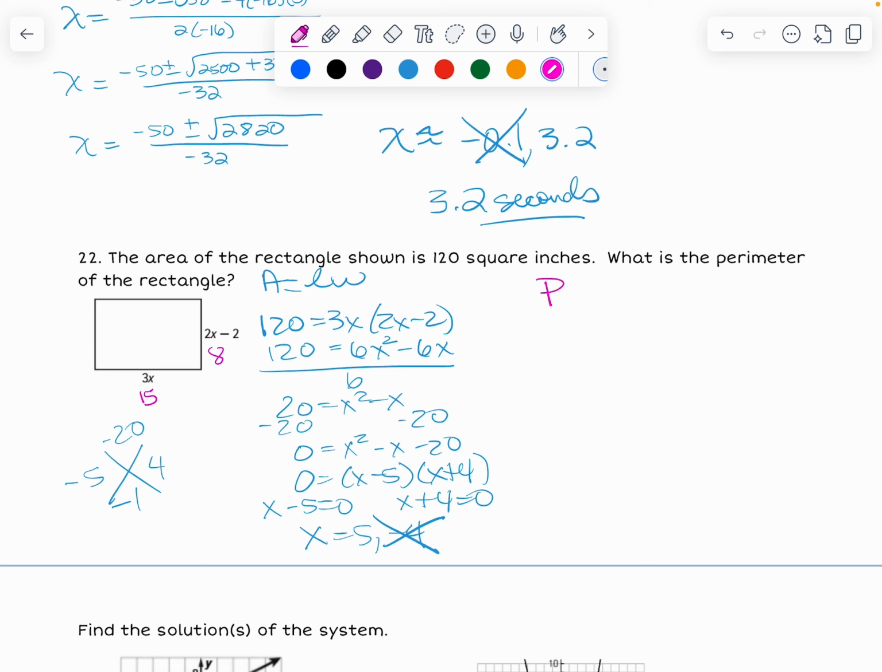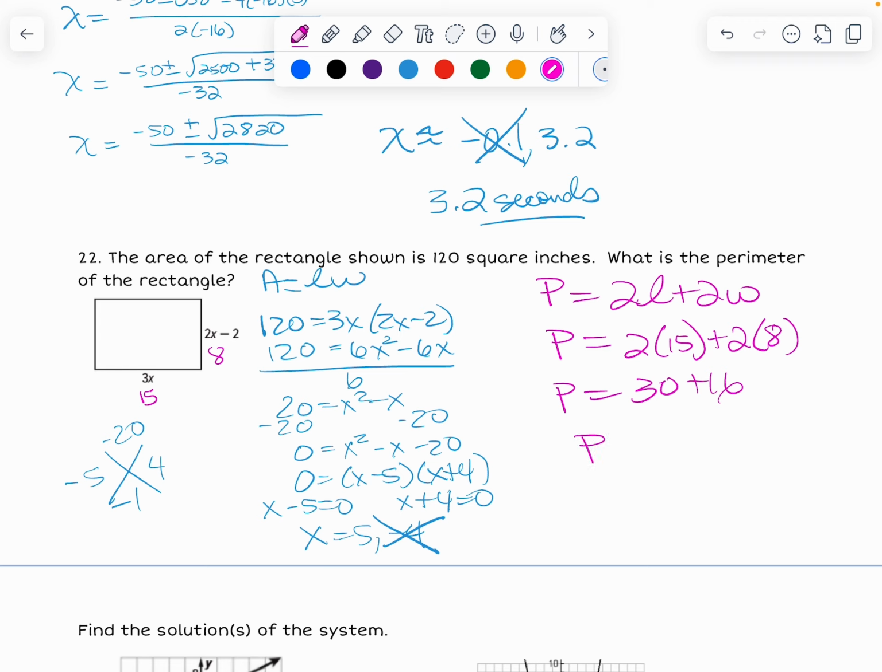So now I'm going to find the perimeter, 2L plus 2W. So I get 2 times 15 plus 2 times 8. The perimeter is 30 plus 16. So the perimeter is 46 inches.